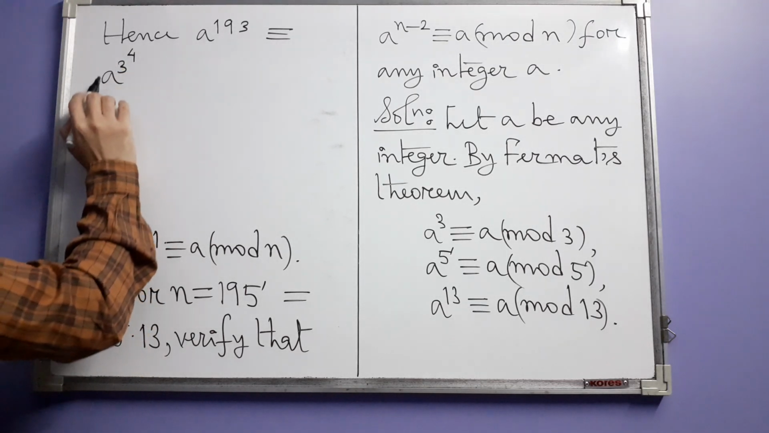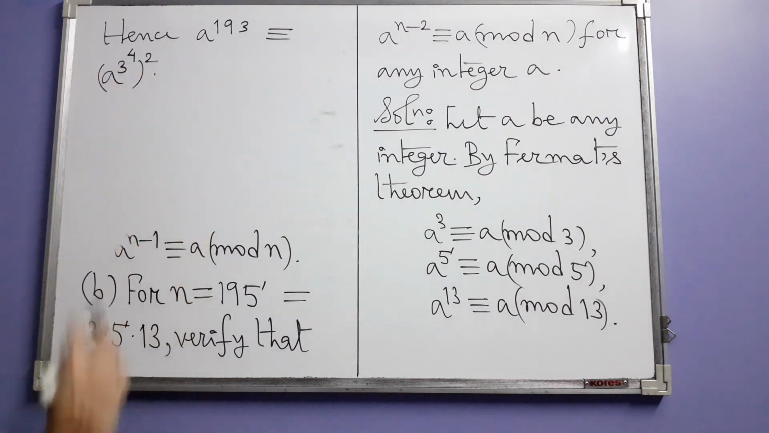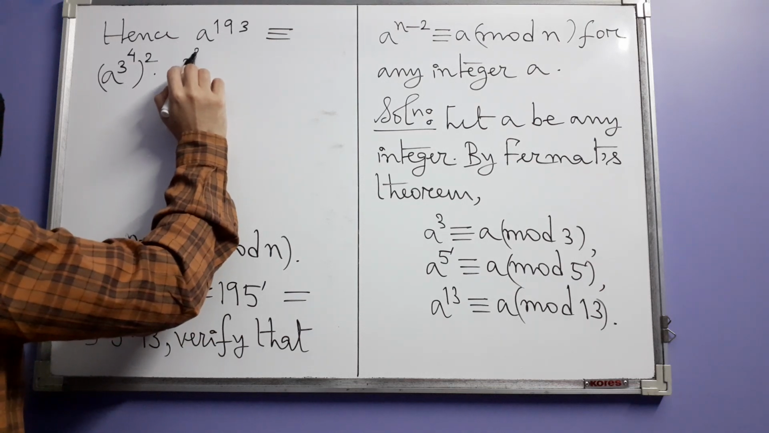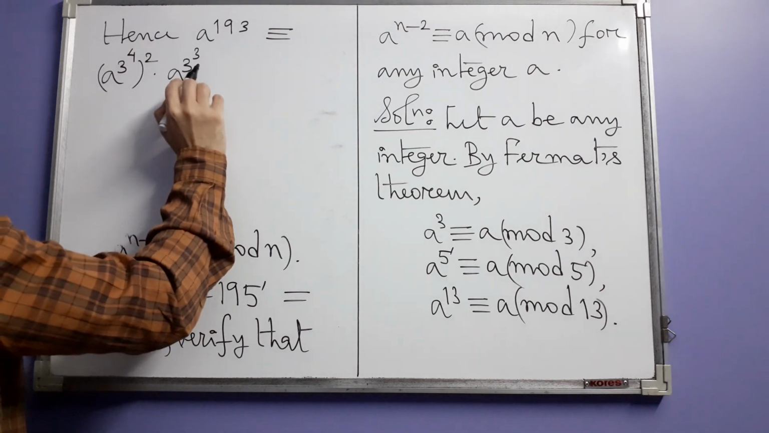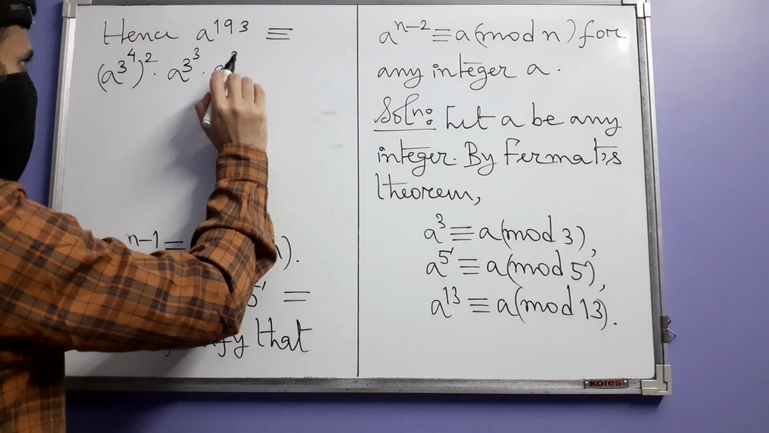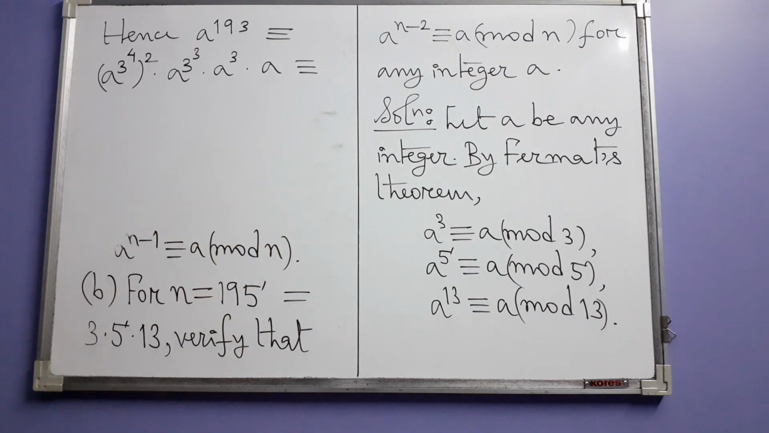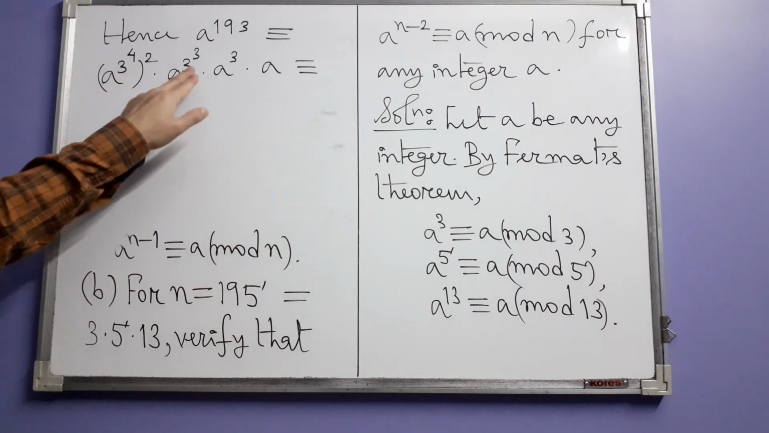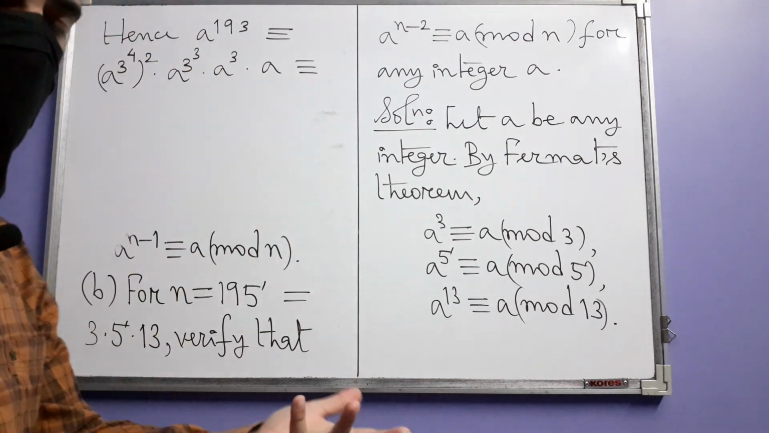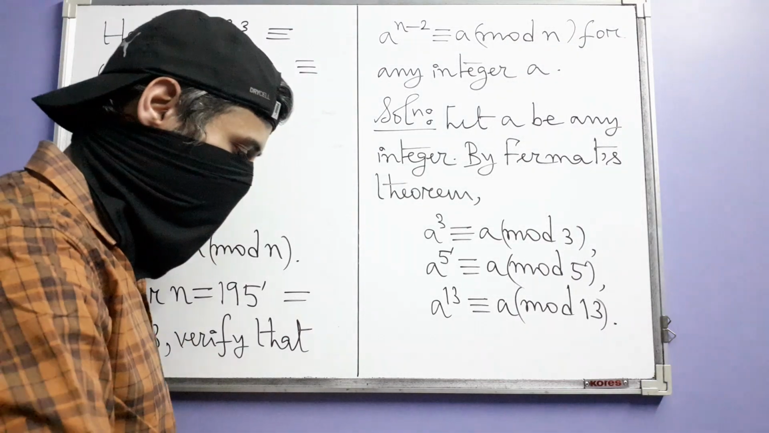a to the power 3 to the power 4 square, times a to the power 3 cube, times a cube, times a. You may have guessed why we are concentrating or why we are trying to find powers of 3 in the exponent itself. See, the thing here, the logic here is this.